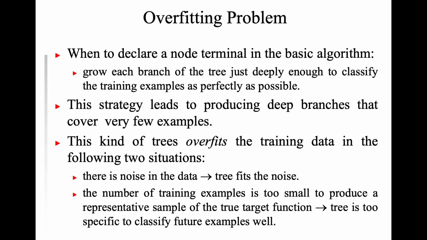So here is the overfitting problem. We grow each branch of the tree just deeply enough to classify the training examples as perfectly as possible, because we want to reach the point that all instances belong to the same class. So we just branch out more and more until we reach very deep. And as I mentioned, because the data contain noise, the algorithm learned those noises very well, and as a consequence, it overfits.